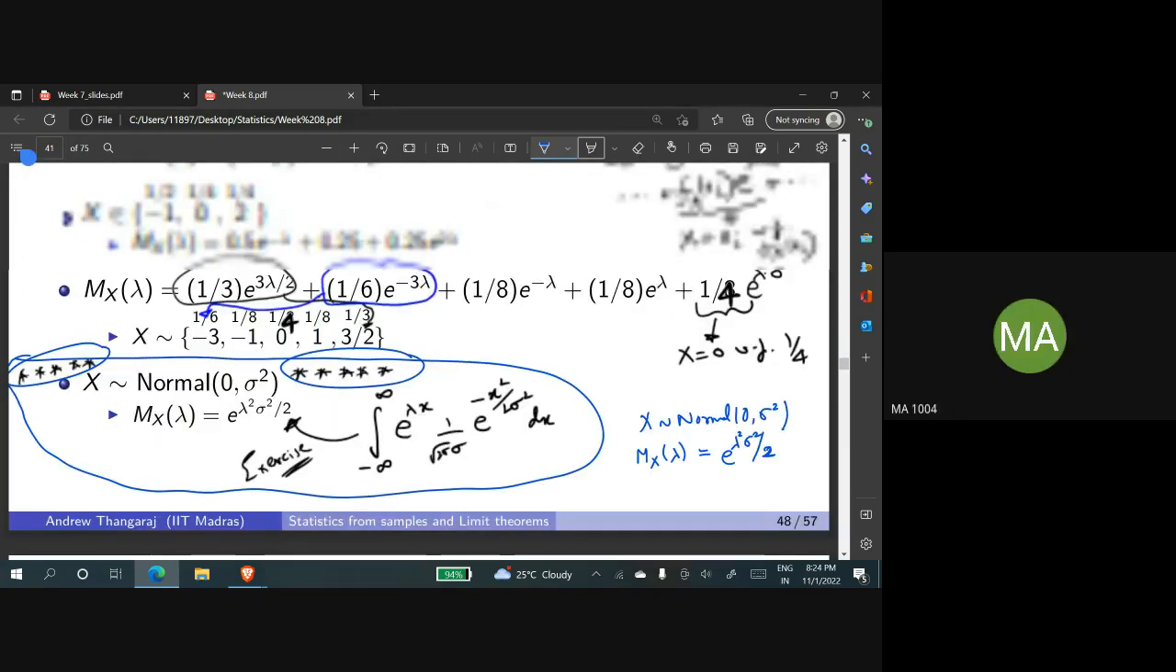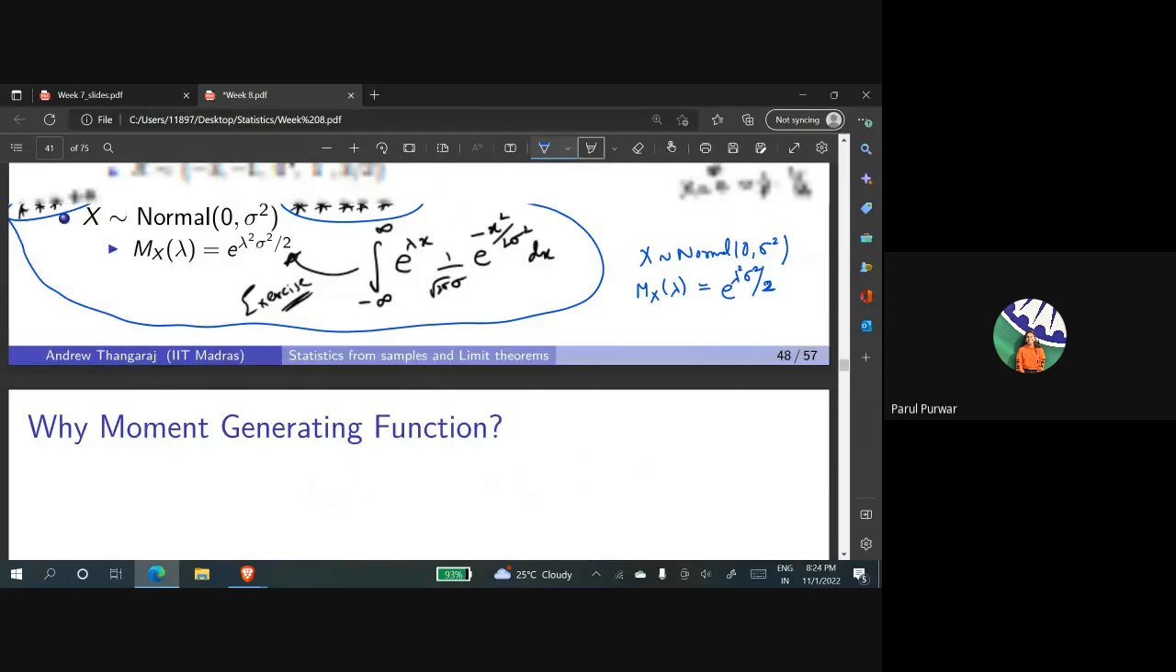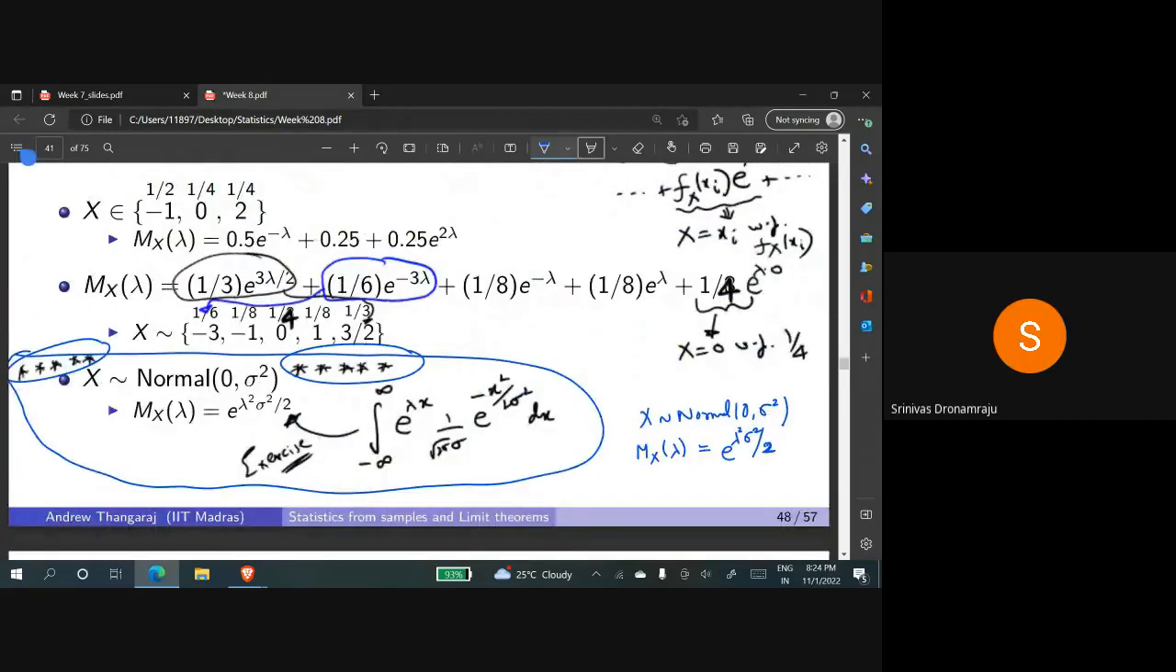So why the moment generating function? What is the moment generating function? Can you go back to the previous slide, please? Yes. Excuse me, ma'am, a few people are unable to join. Can you please let them in?